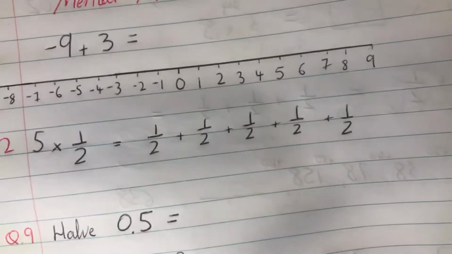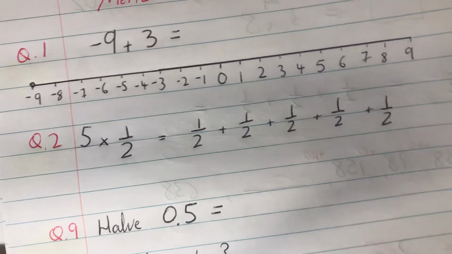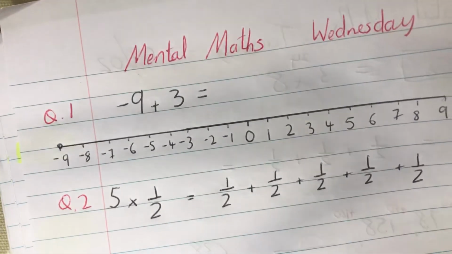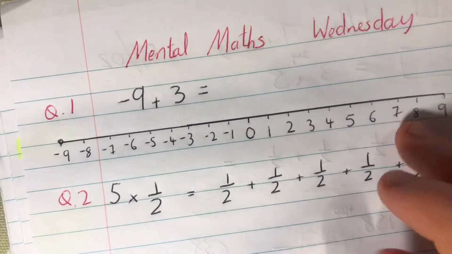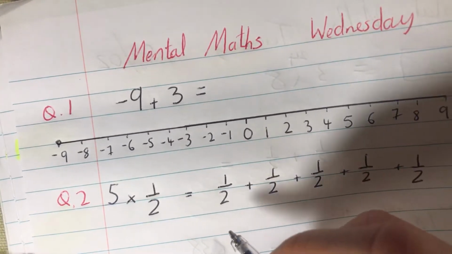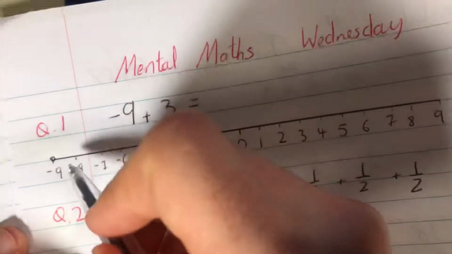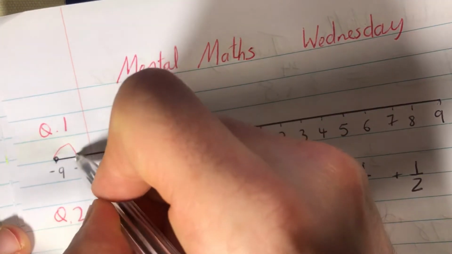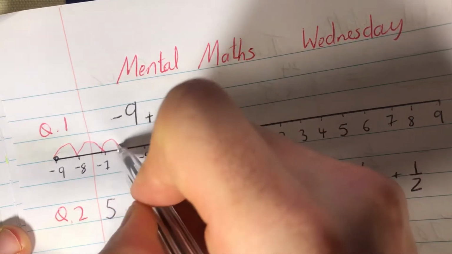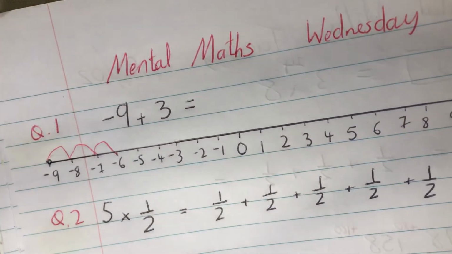Anyway, so Mental Math Wednesday. Just looking at these again. Mental Math was excellent yesterday, so let's keep going with that now. You really are getting to grips with it. So we've minus 9 plus 3. So we're back here at minus 9. We go forward 3. 1, 2, 3. Where do we end up?